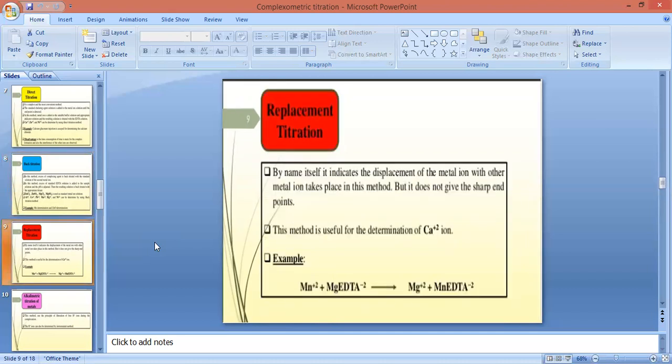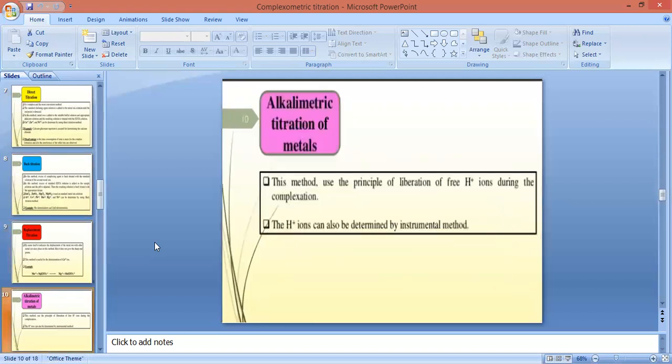Third type of complexometric titration is the replacement titration. The results given by replacement titration are not as accurate as compared to other types of complexometric titration. In replacement titration, firstly there is formation of a complex between one metal ion and EDTA, and after formation of the complex, the first metal ion is replaced by another one. So the name itself indicates it is a replacement of one metal ion with the other one.